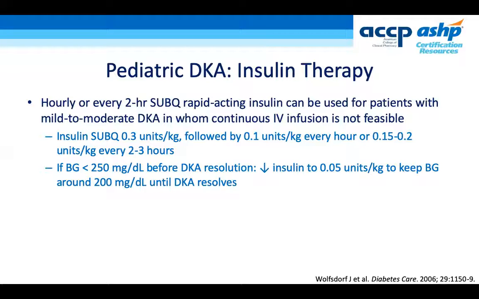So the similar issue that we saw with adults is once your blood glucose has dropped, you have to continue that insulin until their acidosis fully resolves. So sometimes you play this game of decreasing the insulin, increasing D5 until DKA is fully resolved in those patients.